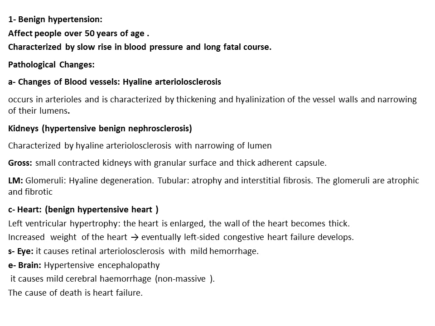Pathological changes of benign hypertension include change in the blood vessels in the form of hyaline arteriolosclerosis, and kidney change called hypertensive benign nephrosclerosis, characterized by hyaline arteriolosclerosis of the small arteries and arterioles, leading to small kidneys with granular surface and thick adherent capsule.